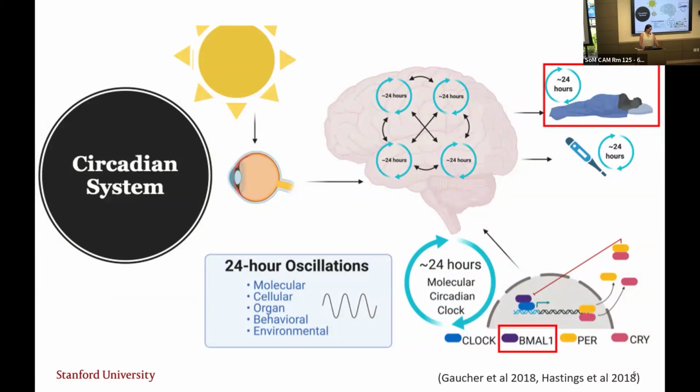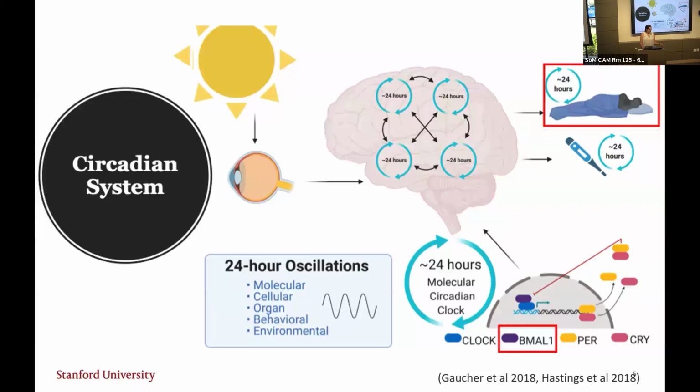We'll start at the molecular level. Clock and BMAL1 are two transcription factors that, when they heterodimerize, translocate to the nucleus and transcribe clock-controlled genes, the products of which have a negative feedback loop that help establish this 24-hour rhythm. At the organism level, we actually have a circadian pacemaker in the brain at the suprachiasmatic nucleus, and this helps regulate behavior as well as homeostasis on the 24-hour cycle.